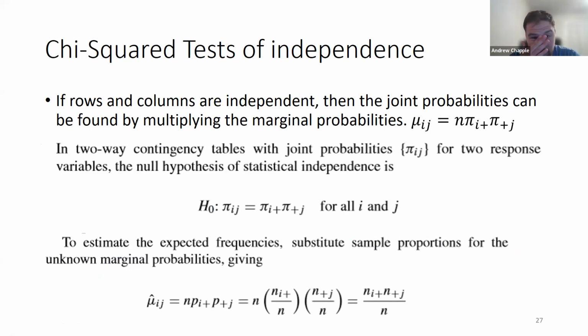Okay, chi-squared test of independence. If the rows and columns are independent, then all of the counts in each cell, what I expect, I can get from this formula here, down at the bottom. So mu ij is the expected counts under the null. I can get the probabilities in each cell from the row probabilities times the column probabilities. So I can get the expected counts if the data were independent by multiplying the row count times the column count over n.